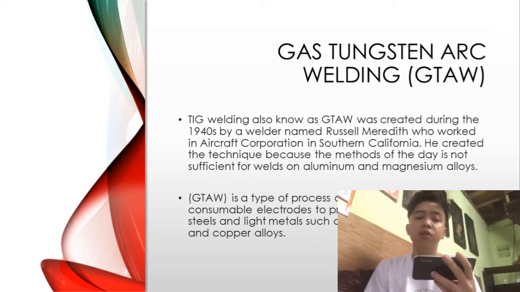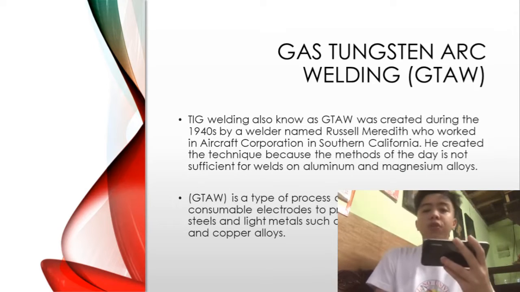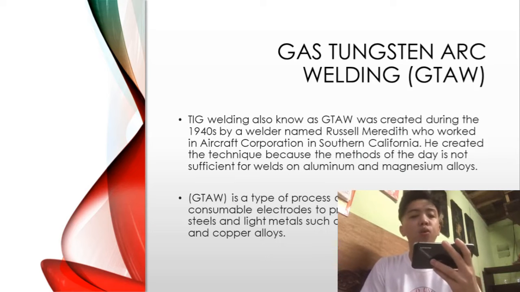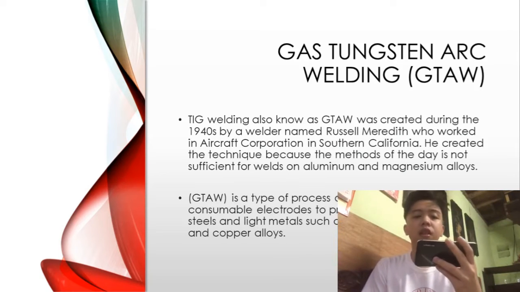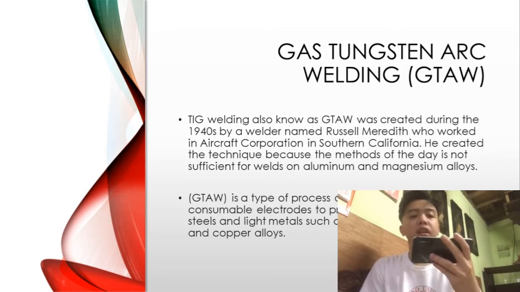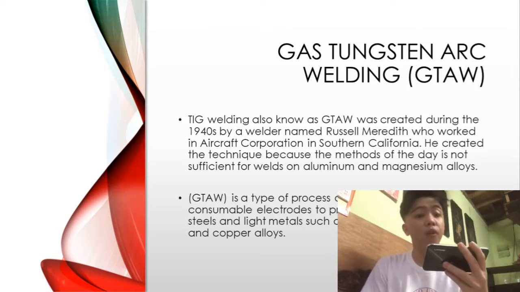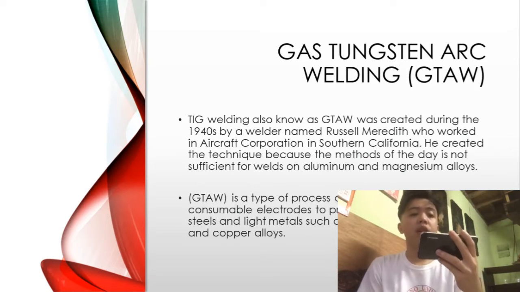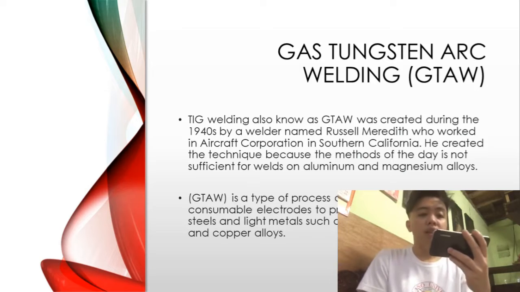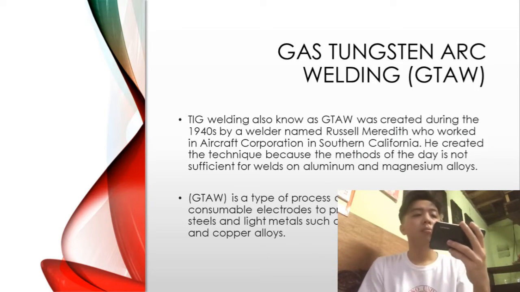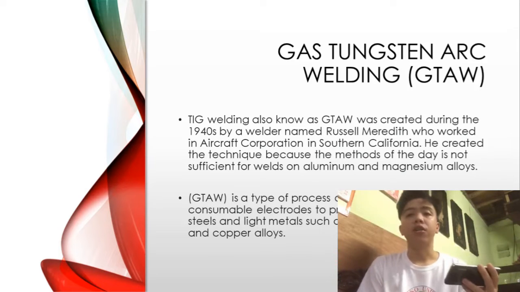TIG welding, also known as GTAW, was created during the 1940s by a welder named Russell Meredith, who worked in Aircraft Corporation in Southern California. He created the technique because the methods of the day were not sufficient for welds on aluminum and magnesium alloys. GTAW is a welding process that uses a non-consumable electrode to produce welds in stainless steels and light metals such as aluminum, magnesium, and copper alloys.